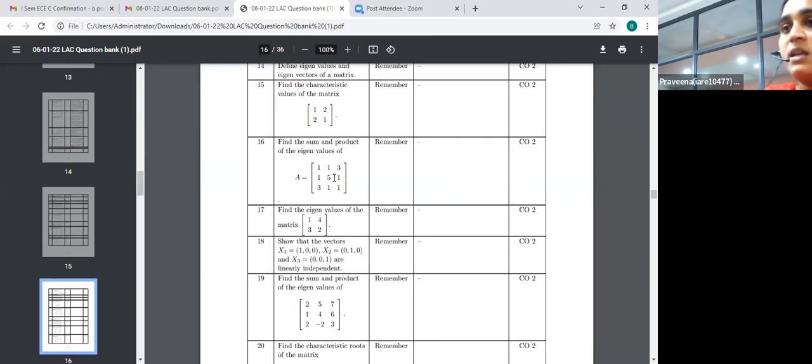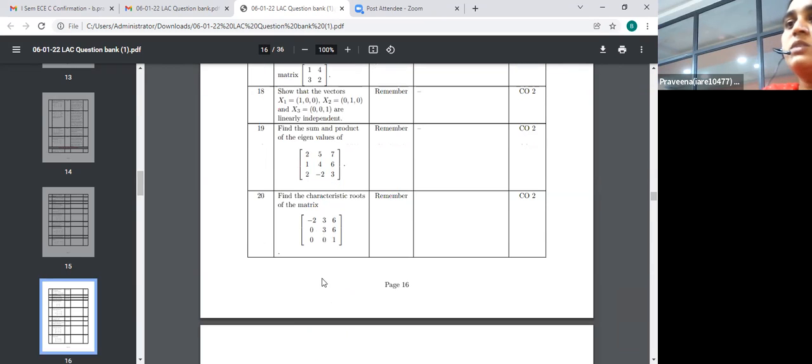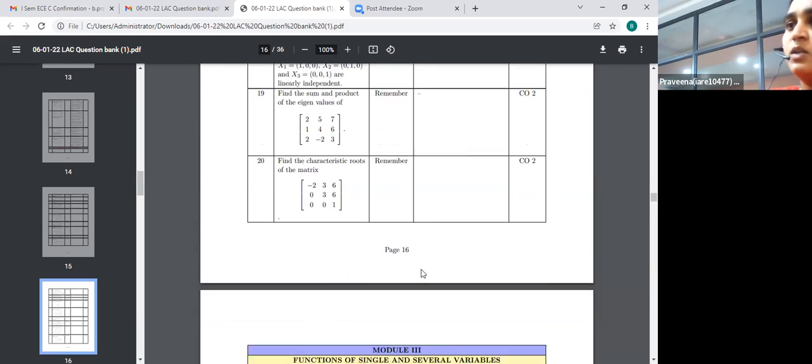Okay. Next, the 19th question, find the sum and product of the eigenvalues. This is also similar to the 16th question. And the last question, the 20th question, find the characteristic roots of the matrix. Characteristic root means simply eigenvalues only. Okay? These are the questions from the second unit.